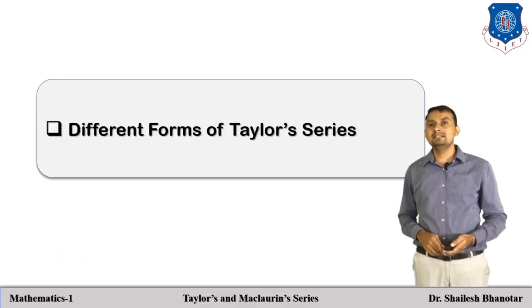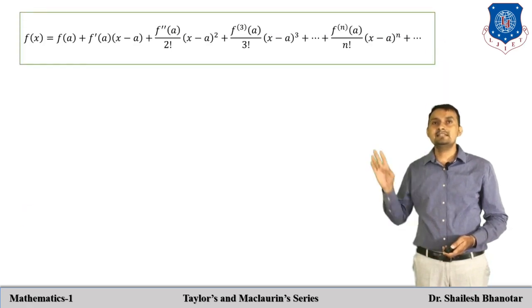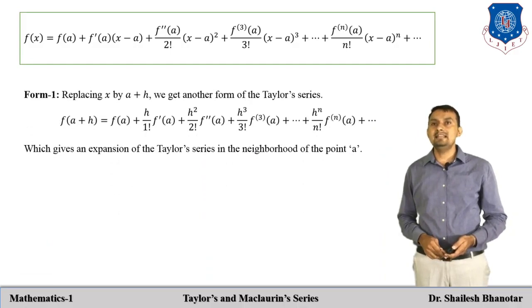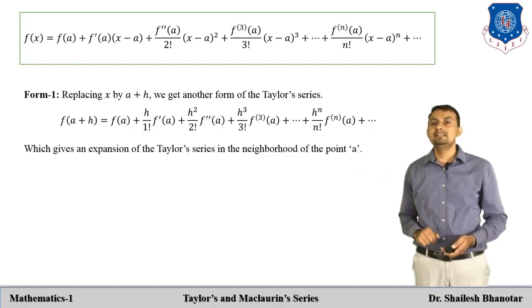Now let's have a look at the different forms of the Taylor series. This is our standard form, but if we put x equal to a plus h, that means x minus a will be h. Then our standard form becomes f(a plus h) equal to f(a) plus h divided by 1 factorial times f dash at a, plus h squared divided by 2 factorial times f double dash at a, and so on. This is the Taylor series in the neighborhood of a point a.